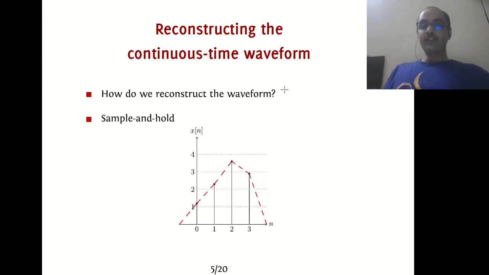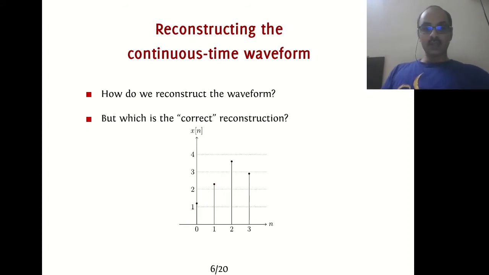But if I now give you the additional information that this signal was obtained by sampling a band limited signal, then we know that if I have sampled this from a band limited signal and I have honored the Nyquist criterion, then there is a unique band limited continuous time signal that can be reproduced from this. So that is what we're going to call the correct reconstruction.